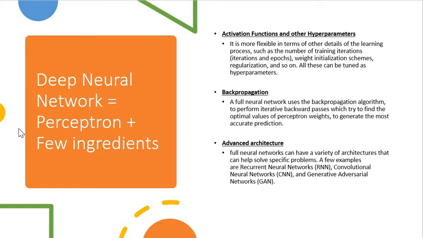There can also be certain advanced architectures of the deep neural network. These can be in the form of RNN, which is the recurrent neural network, CNN, that is the convolutional neural network, and then the generative adversarial networks, that is the GAN. We will also go through these architectures as we go along with the videos. So by now you should be clear on what an activation function and the other hyperparameters are, what backpropagation is, and what the advanced architectures of other deep neural networks may be.